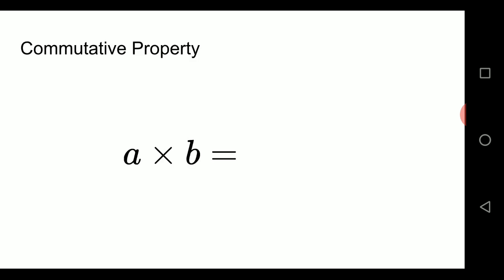Okay, so next is commutative property. I'm sure you are familiar with this when we talked about properties of addition. So here, let's look at the commutative property with respect to multiplication. So if a is an integer, if b is another integer, if you multiply them, or you change the order, the result is going to be the same. So a into b is equal to b into a. Okay, there is no difference.